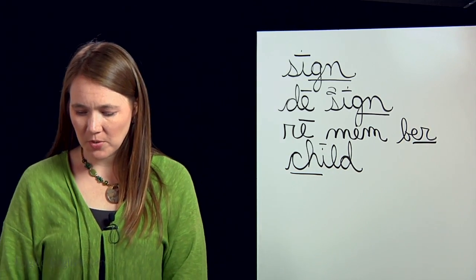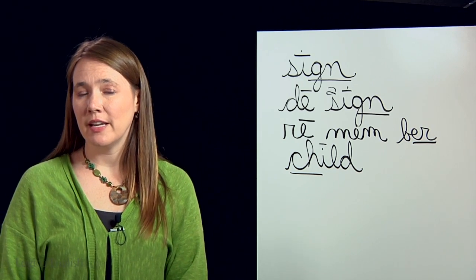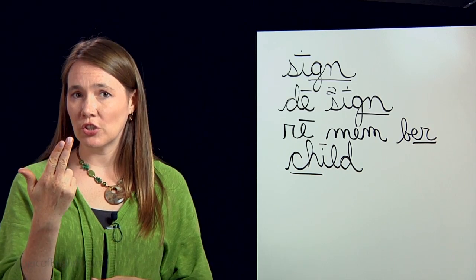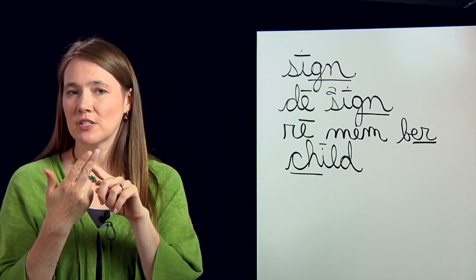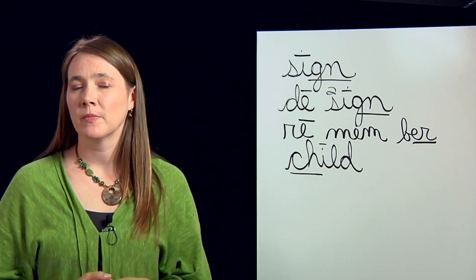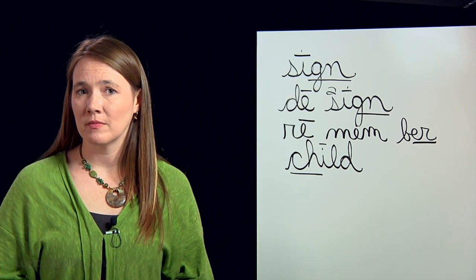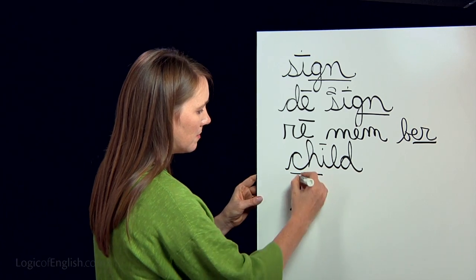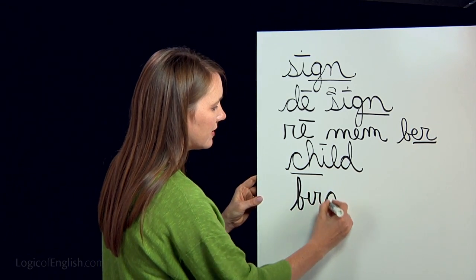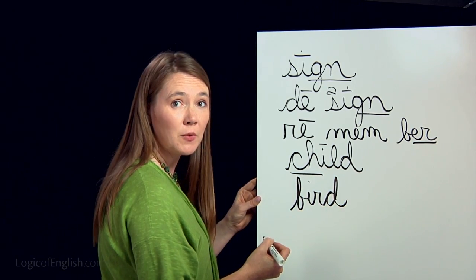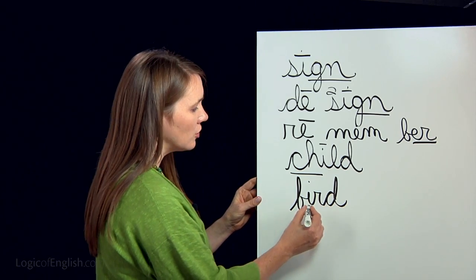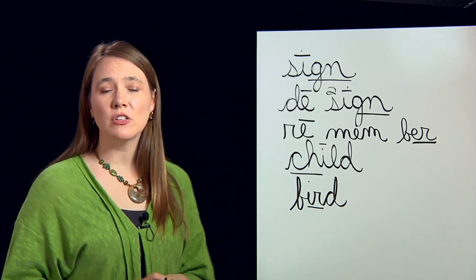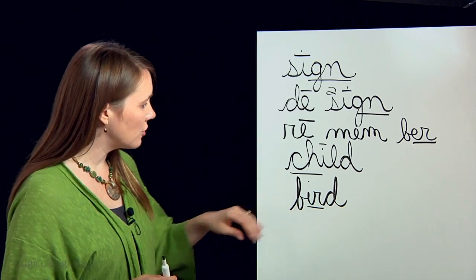Word number 5 is bird. The birds are singing. Bird. Let's sound it out together. B, this is the IR of first. D. Go ahead and write it. And help me to write it. B, d. And how will we mark it? We'll underline the IR.